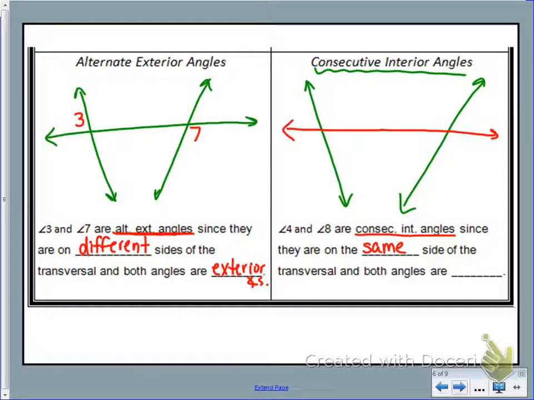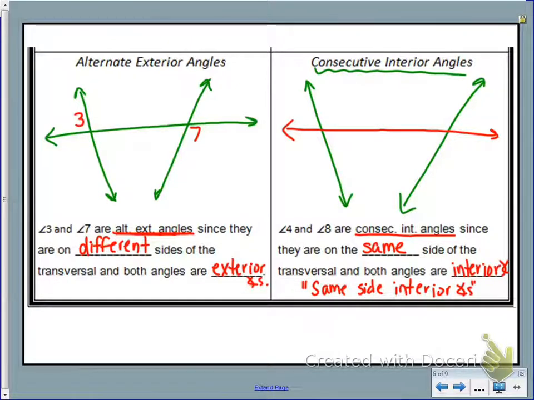There was one other angle type that was on the same side too, if you recall, and that was the corresponding angles. So the consecutive interior angles are similar in that way to the corresponding angles. They're on the same side of the transversal, and both angles are interior angles. That's why they're called consecutive interior angles. So I sometimes think of these as same side interior angles.